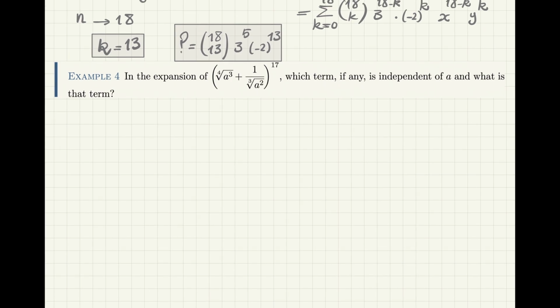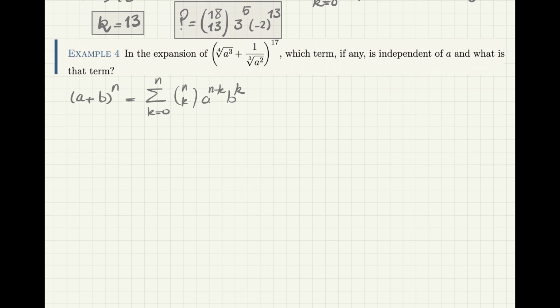Again, let me start from scratch. So I will go to the formula sheet and put the formula in front of me. So sum over k goes from 0 to n, n choose k, a to power n minus k, b to power k. Okay, so here I need to do my replacement. So I will replace a with this term. I will replace b in the formula with this term. And then I replace n with 17.